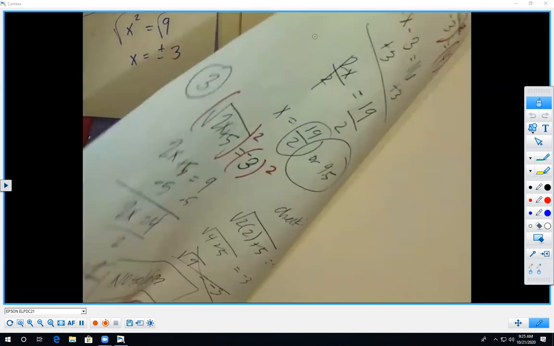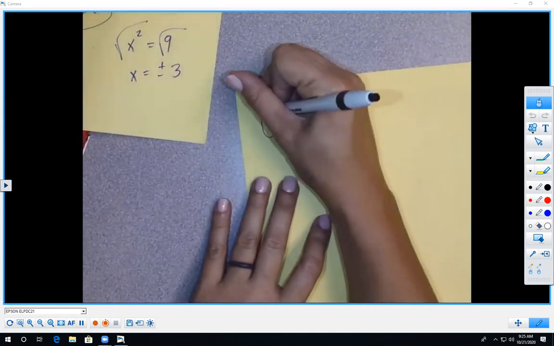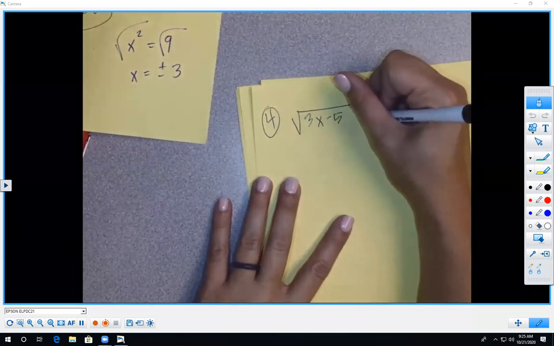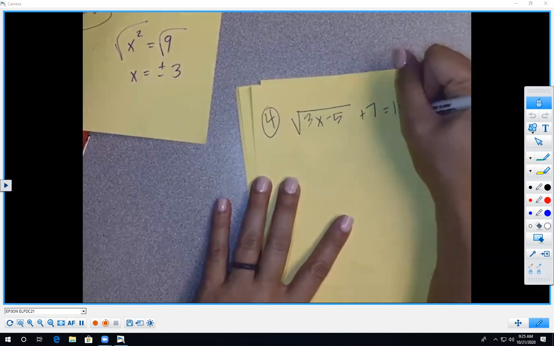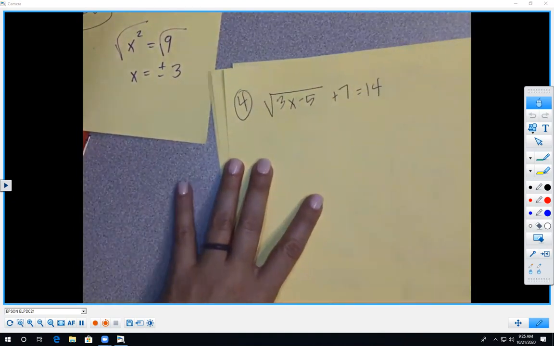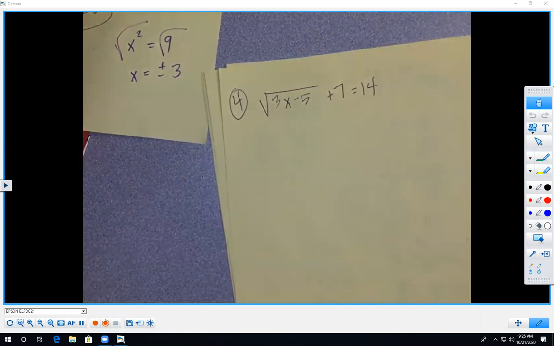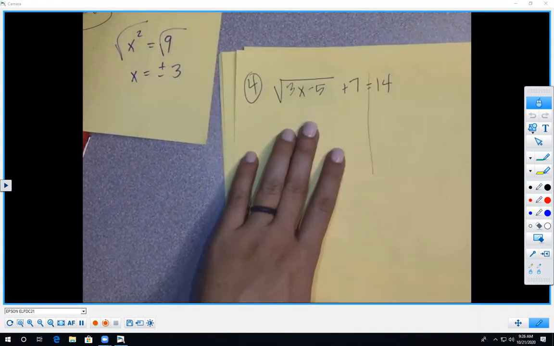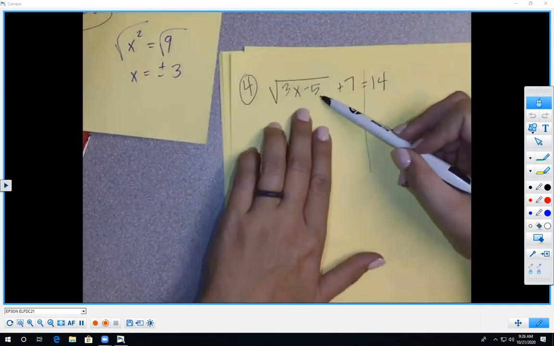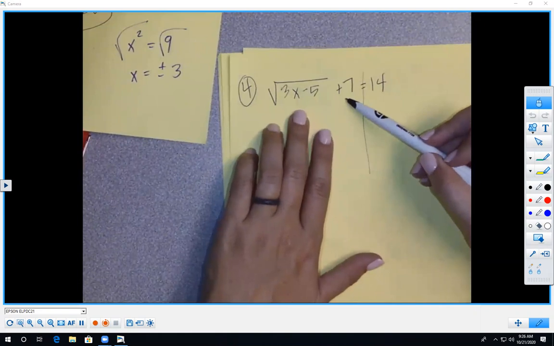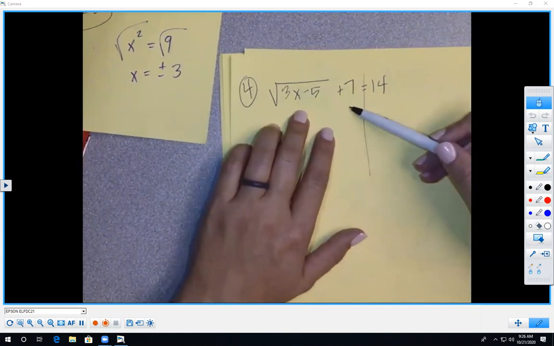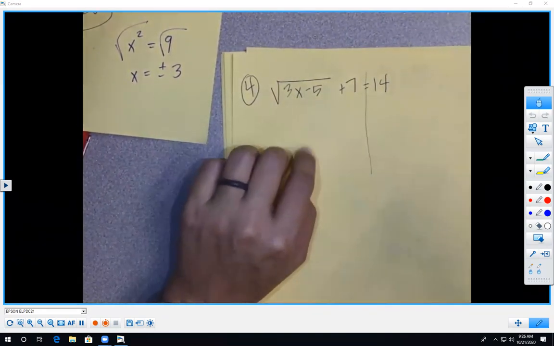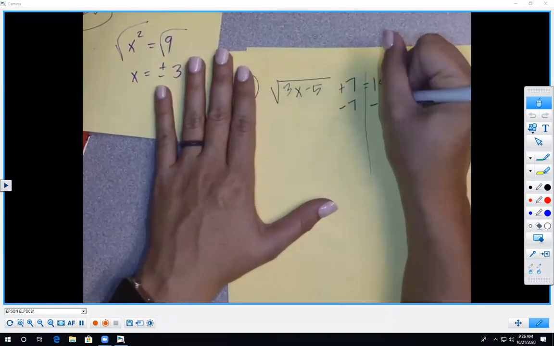Actually, before I do that, let me do a couple more problems. What about if I had the problem the square root of 3x minus 5, plus 7, equals 14. Okay, so notice here I have the square root of 3x minus 5. I've done a problem like that, but then I also have this plus 7. Am I going to square this first, or am I going to move the 7 first? You have to move that 7 first over to the other side. Get the radical by itself, and then you can square it to get rid of it. So subtract 7 from both sides.